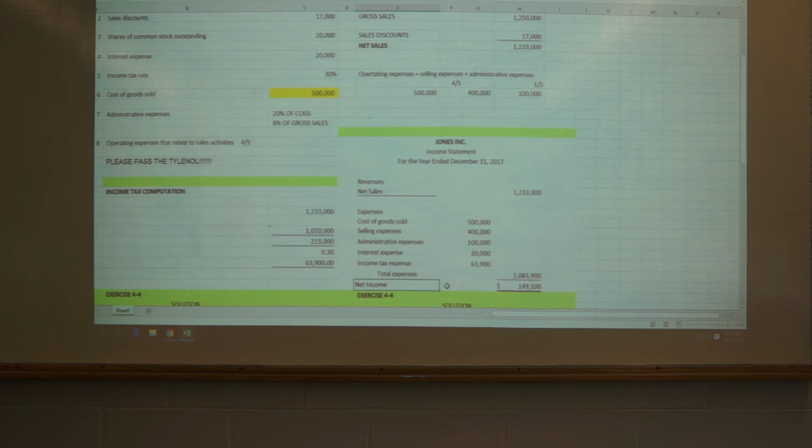And then you have to do your earnings per share. I ran out of room for that, so I'll do it over here. For earnings per share, you take the 149 divided by the number of shares outstanding, which are 20,000. So net income divided by the shares outstanding gives you $7.46.